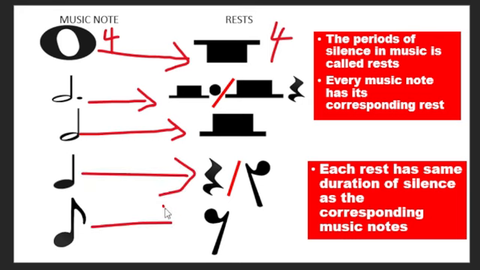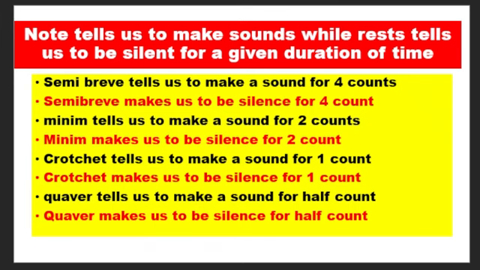When I go to quaver, I rest a half, or an eighth, and when I go to semiquaver, I rest a sixteenth. Now the semibreve tells us to make a sound of 4 beats, which means the silence of the semibreve is also 4 beats. You rest for 4 beats.